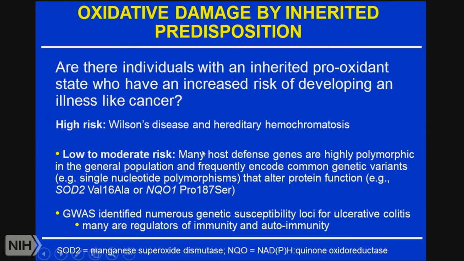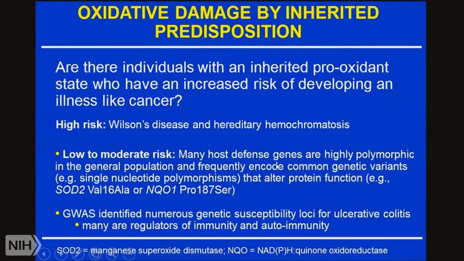And then there are low to moderate risk genetic factors. These are usually single nucleotide polymorphisms. There are other variations in our genome that make everyone, me different from you, and everyone in the room somewhat different from the other person. Some of these genetic variants affect the functions of genes and can, in extreme cases, lead to a knockout of function.